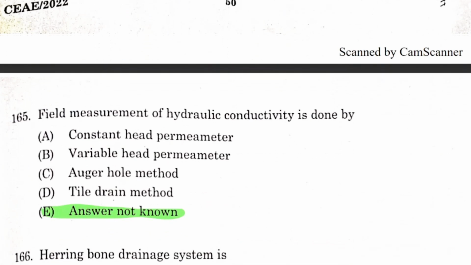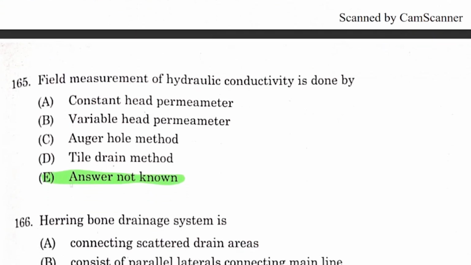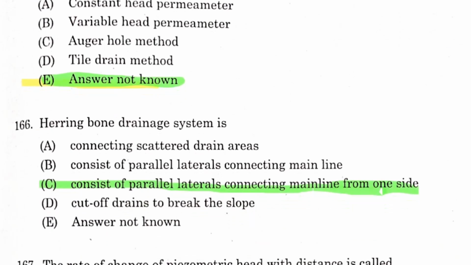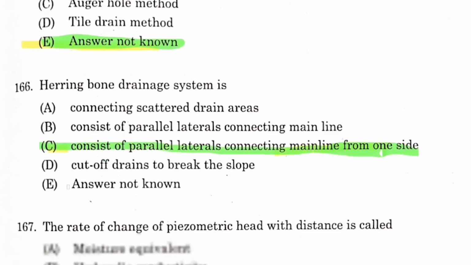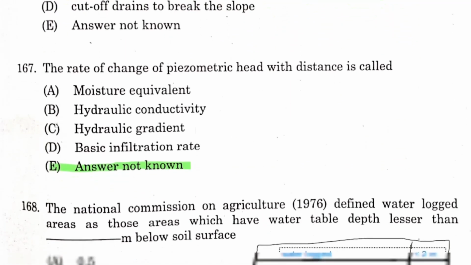Next, field measurement of hydraulic conductivity is done by. So, not known. Option number E is correct. Next, the herringbone drainage system consists of parallel laterals connecting to the main line from one side. The option is correct here. Next question is the rate of change of piezometric head with distance is called. That is option number E is correct.